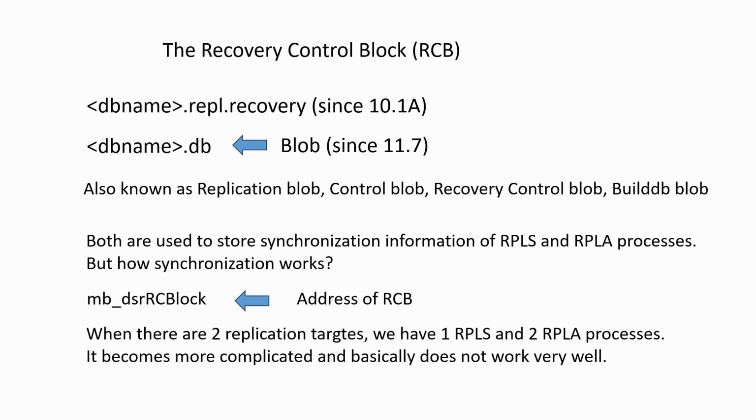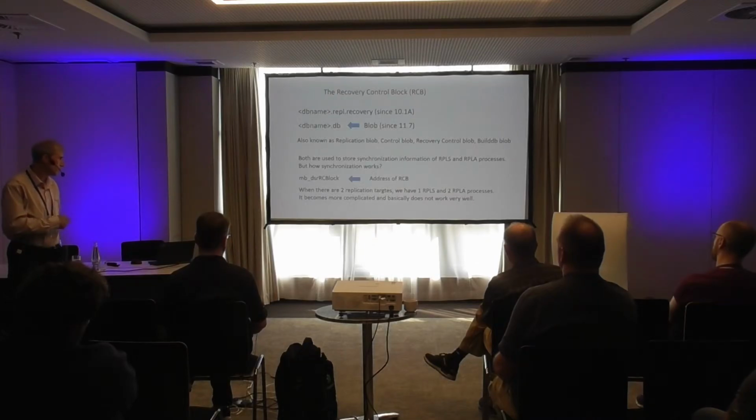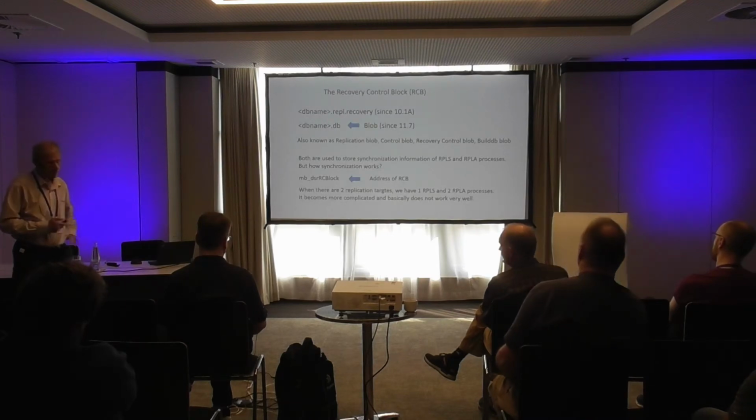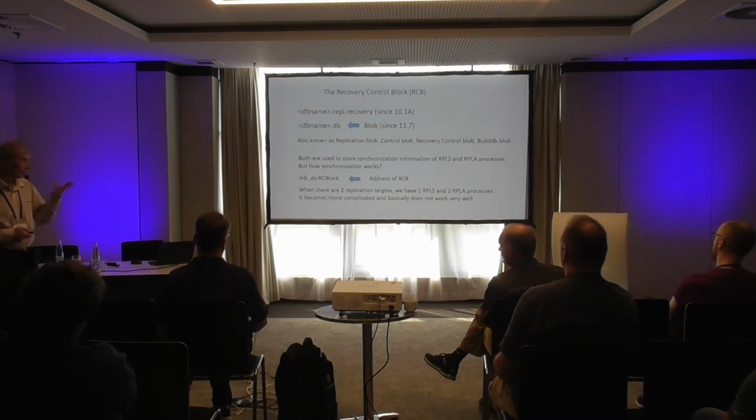So, to the question from the gentleman here: when there are two replication targets, which we call a set, you will have one RPLS process and two RPLA processes, and it becomes way more complicated. And from what I heard, it doesn't work very well. I implemented replication many times, but I never implemented it with two targets.